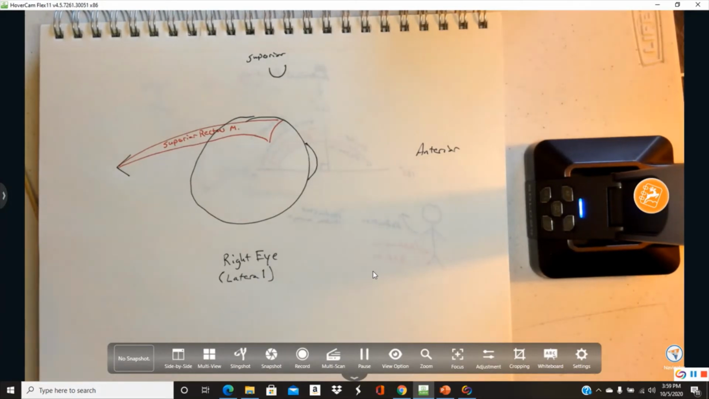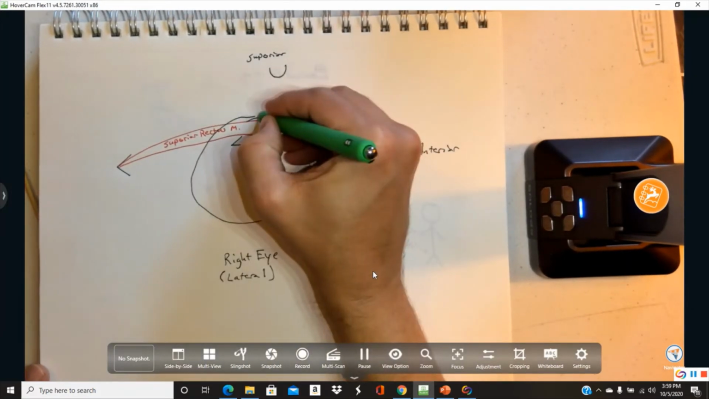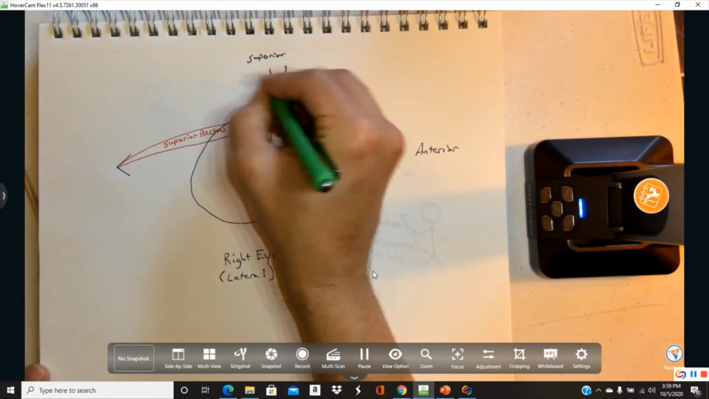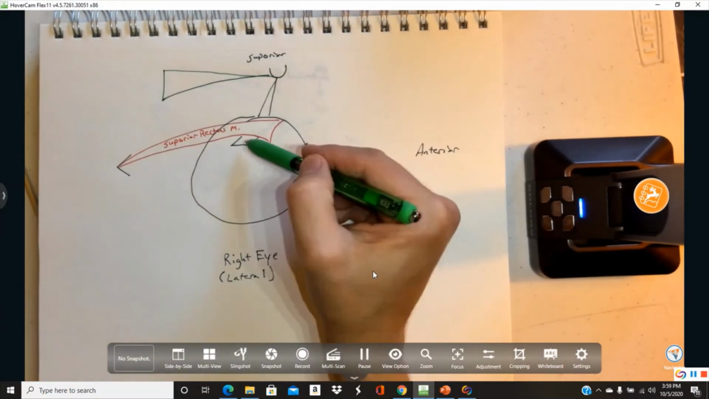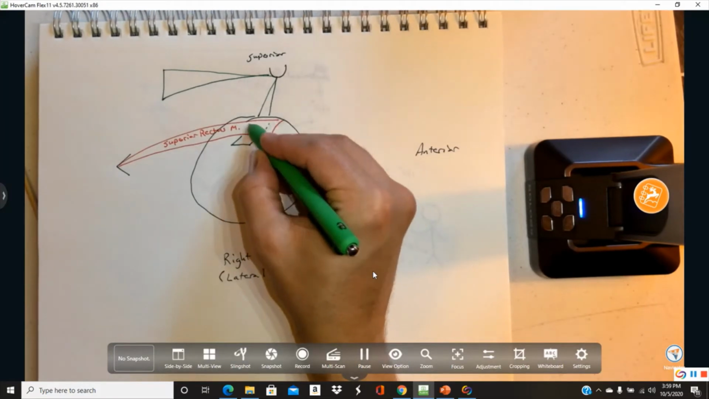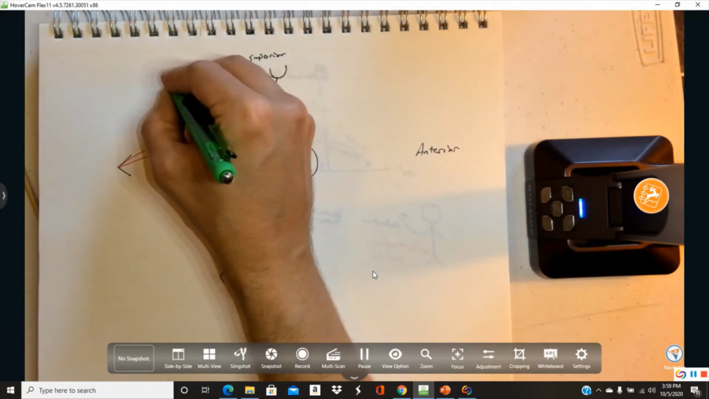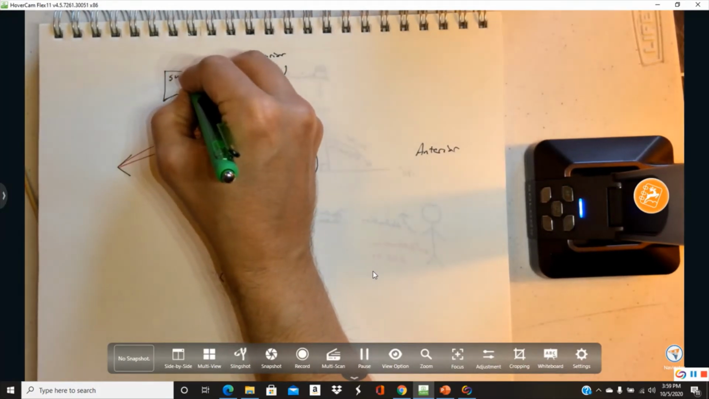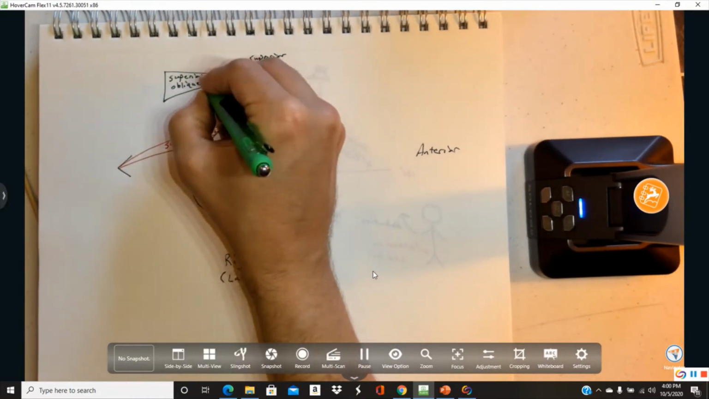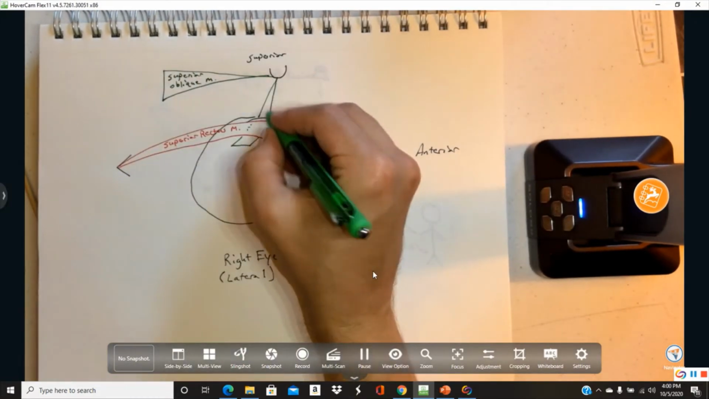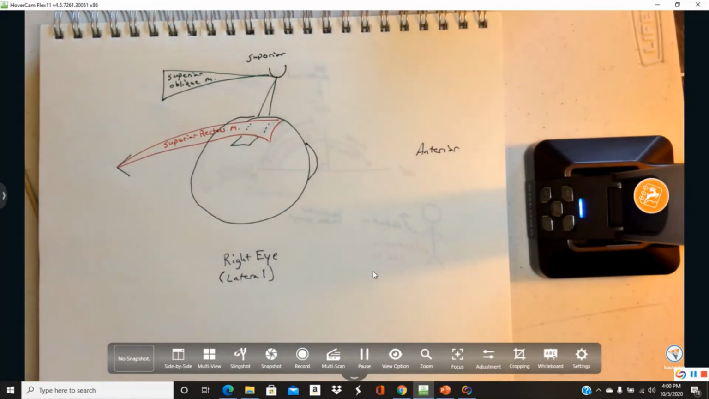Now, what we also want to do is come underneath, deep to this, and take a muscle that goes deep underneath our superior rectus, and I'm going to label it up here as superior oblique muscle. Now, this, of course, is also superior oblique. It has a tendon that goes through a pulley, superior oblique.